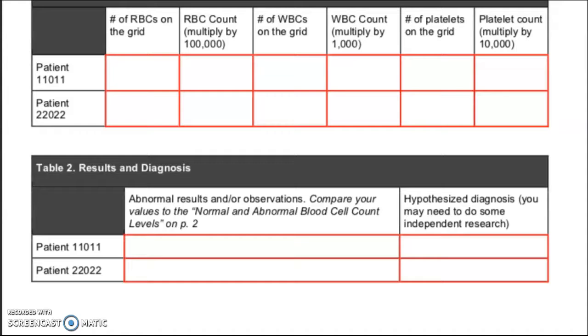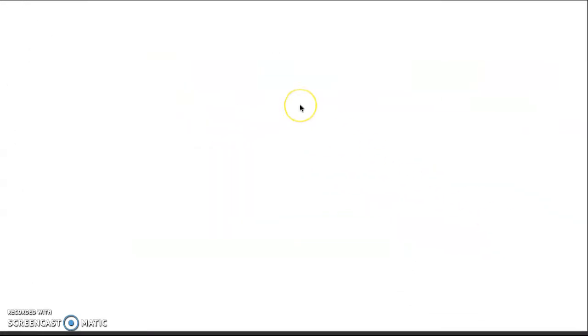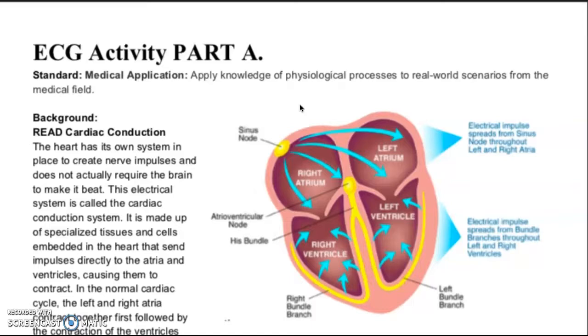Then next on Wednesday, after our Zoom, you're going to work on the ECG or EKG activity part A. Okay. So for part A, you're going to learn how to interpret an EKG, and for part B, you're going to get EKGs from real patients and practice reading the EKG and analyzing and diagnosing whatever problems might exist.